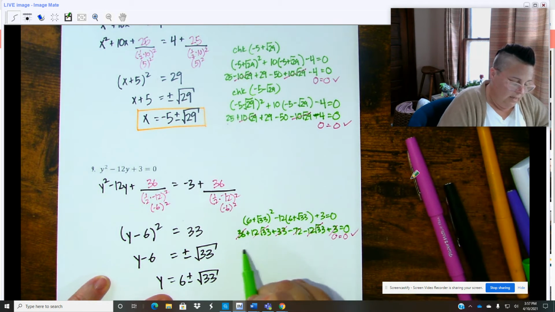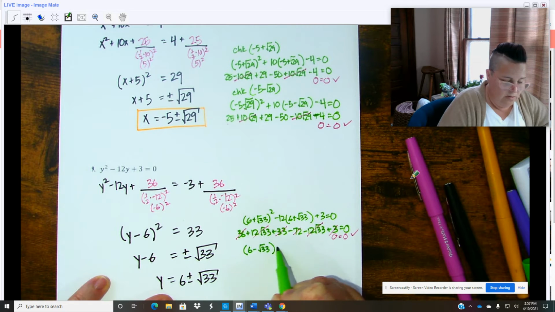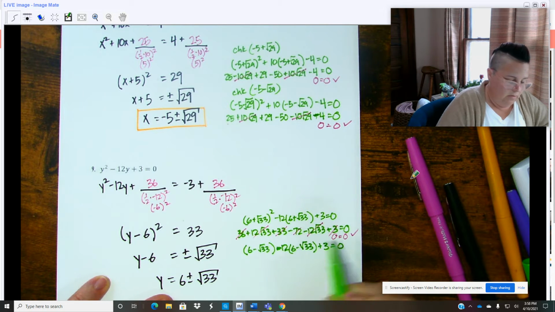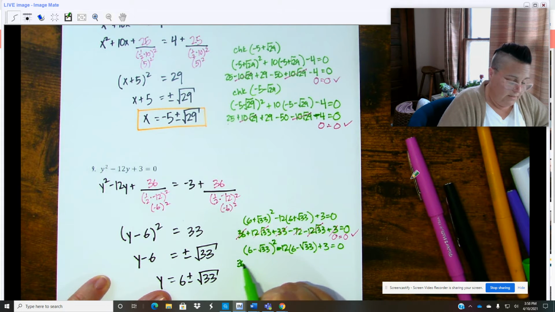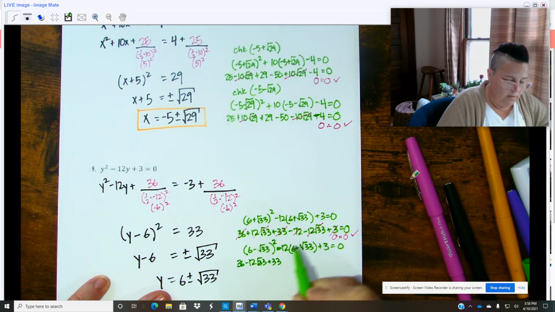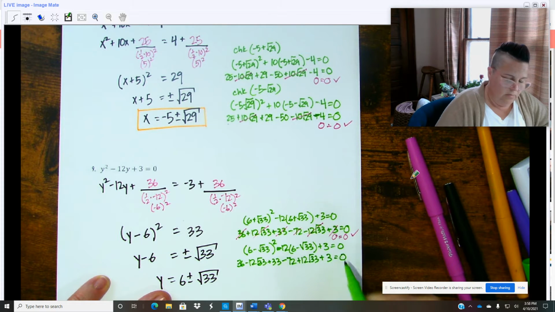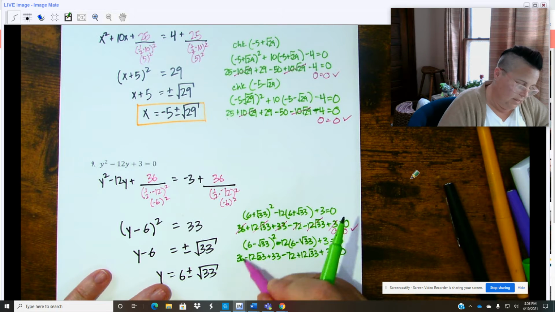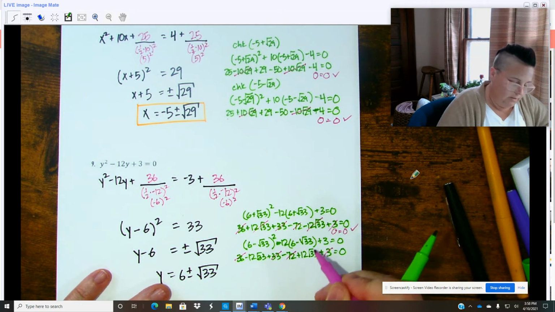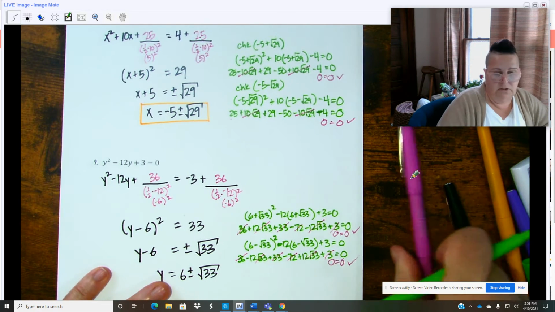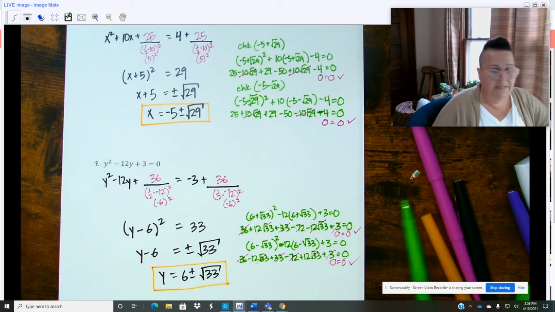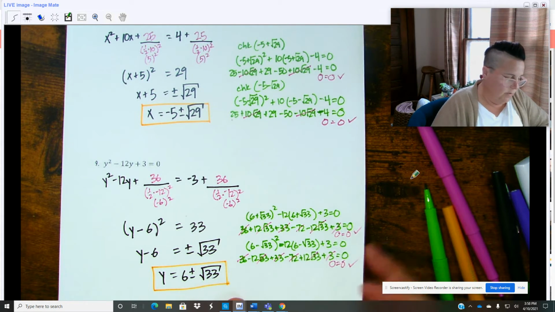And she checks. Now if I do the same for 6 minus square root of 33: (6 minus square root of 33) squared, minus 12 times (6 minus square root of 33), plus 3 equal to 0. Okay, so that's going to be 36 minus 12 square roots of 33 plus 33 minus 72 plus 12 square roots of 33 plus 3 equals 0. All right, 36 plus 33 is 69, minus 72 is negative 3, plus 3 is 0. And then I've got a minus 12 and a positive 12 square roots of 33. And I still get 0 equals 0. And that also checks. And yes, indeed, those guys are going to work out just fine. And y could be 6 plus or minus the square root of 33.